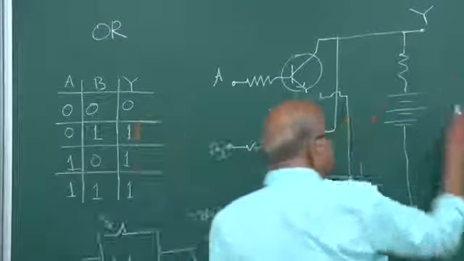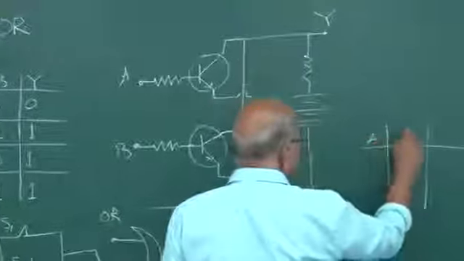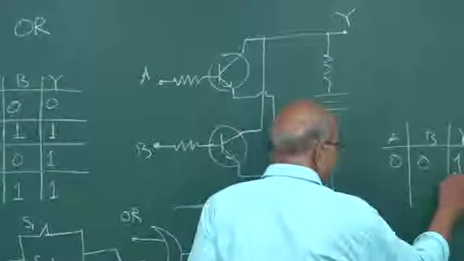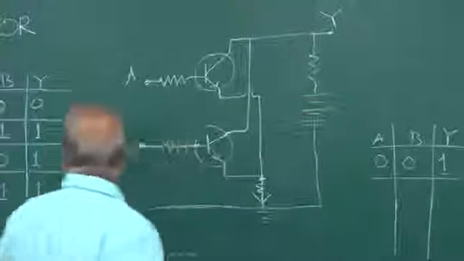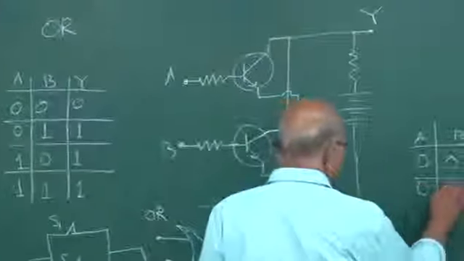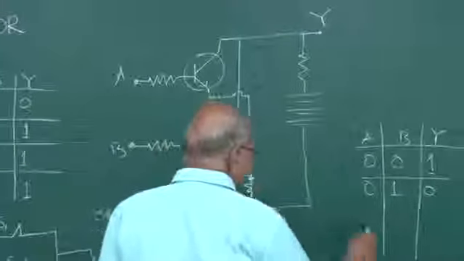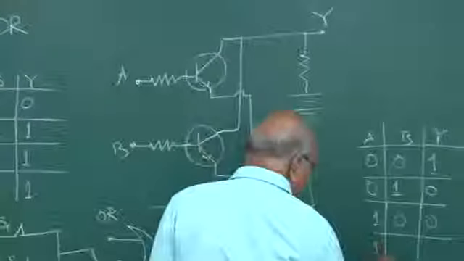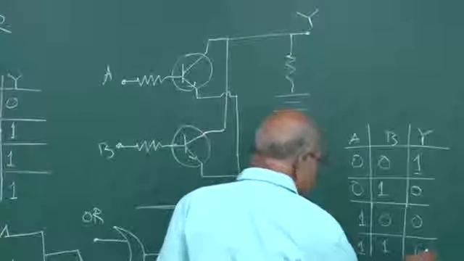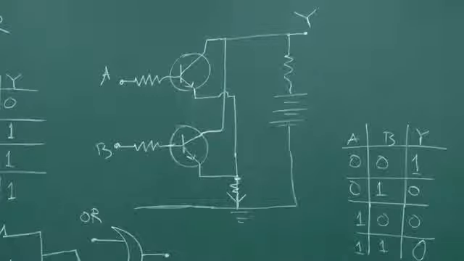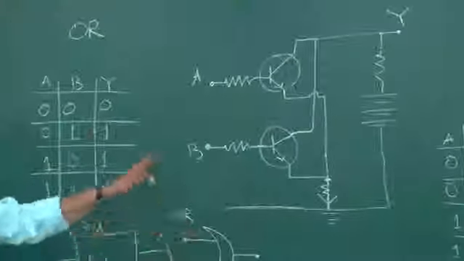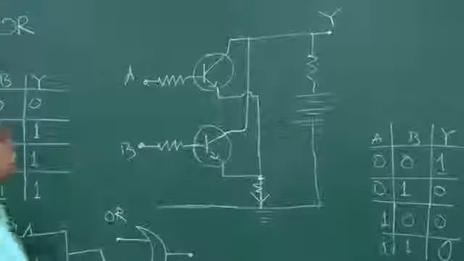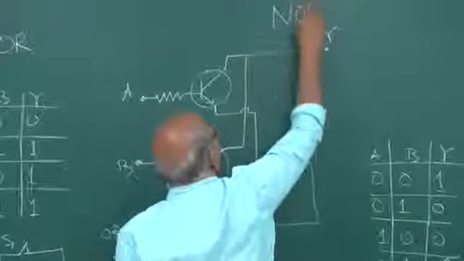If I take the output from here, then the truth table will be A B Y. If I take it, 0 0 was 0 here, so 0 0 will be 1. Then 0 1 was 1, so 0 1 will be 0. 1 0 was 1, so 1 0 will be 0. And 1 1 was 1, so 1 1 will be 0. So wherever there was 1, it becomes 0. Wherever there was 0 in the output, that becomes 1. So it is not of this, and this is known as NOR gate, N-O-R, NOR gate.